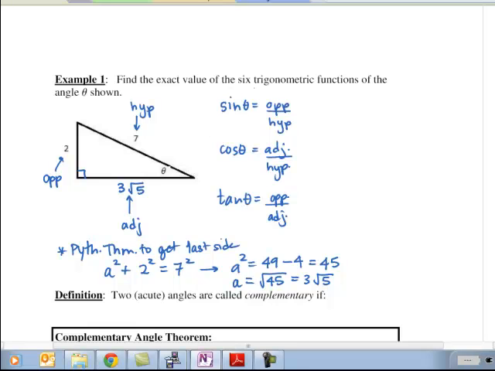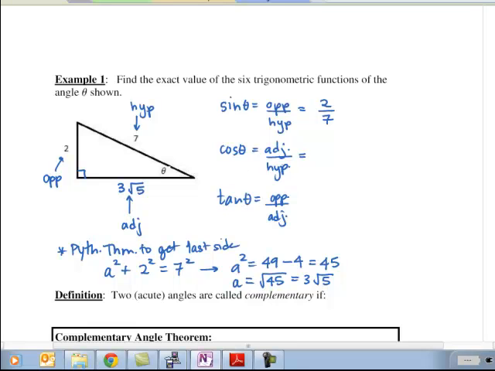Since it says exact value, we don't want to round it at all, so we'll leave that square root of 5 in there. So we've got opposite is 2, hypotenuse is 7. So the sine of theta is 2/7. One thing you always want to check is that the sine and the cosine values are less than 1, because we know that the range of those functions is just -1 to 1, and because this angle is acute, we know that it should be a positive value.